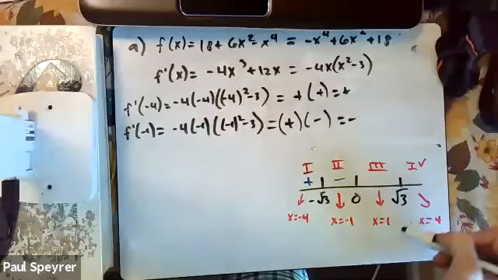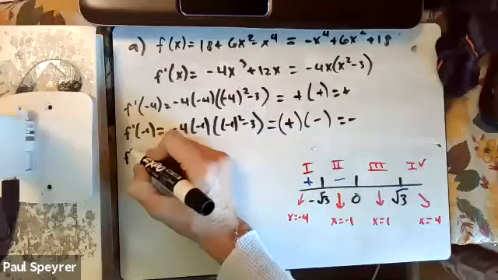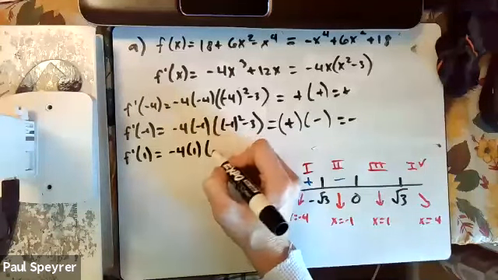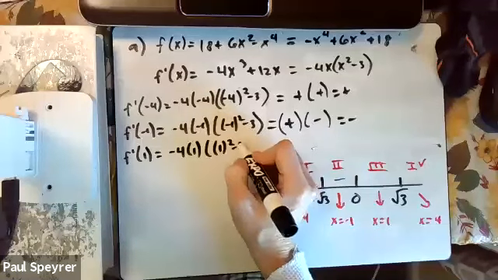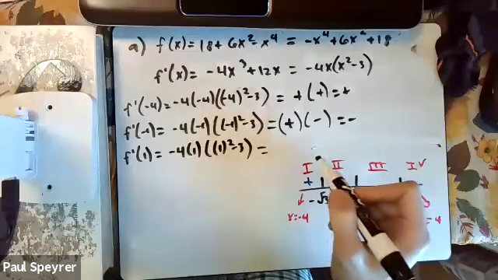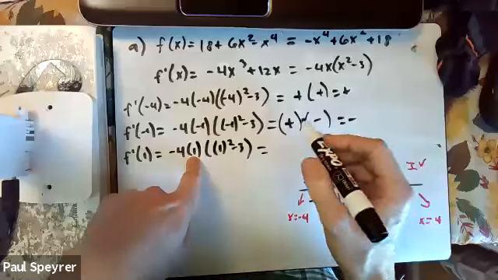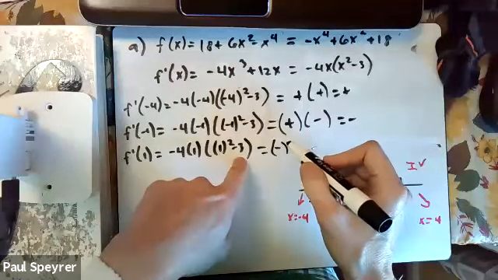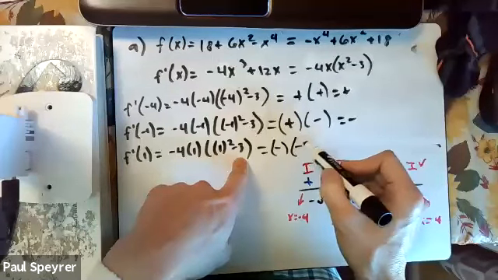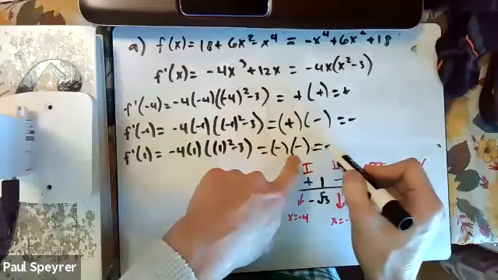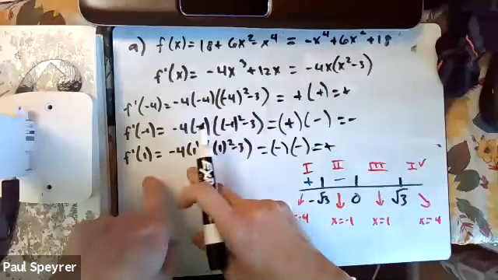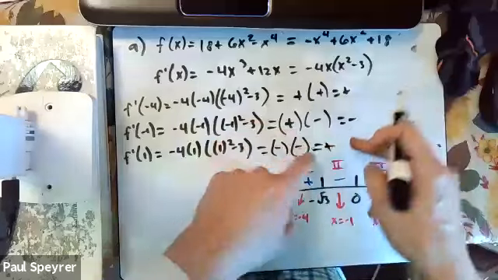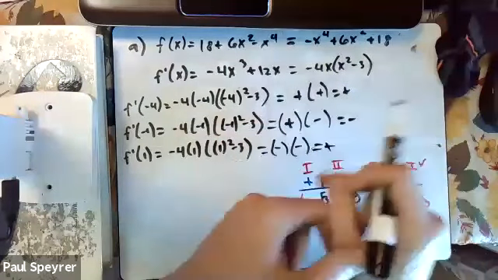What about for x equals 1? So f prime of 1, that's -4 times 1, and then 1 squared minus 3. So again, negative times a positive, this times a negative. 1 squared is 1 minus 3 is -2. That's a negative. What's a negative times a negative? A positive. If you want, you can crank it all out and get the values. But again, all that matters is just the signs.